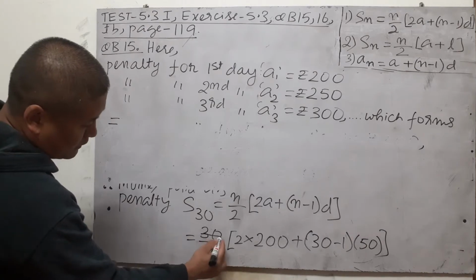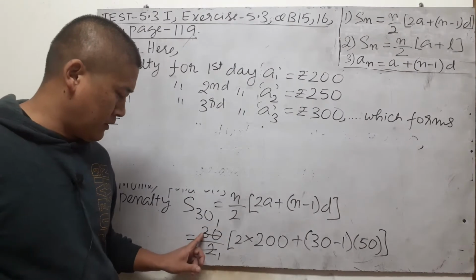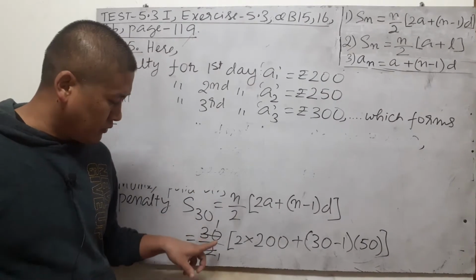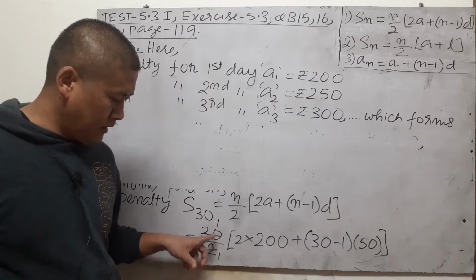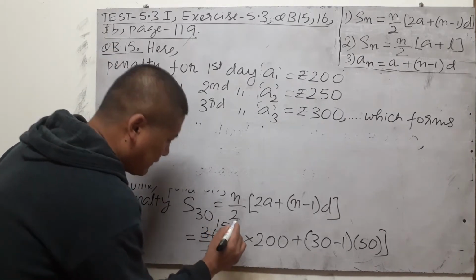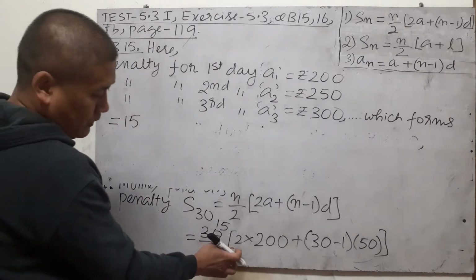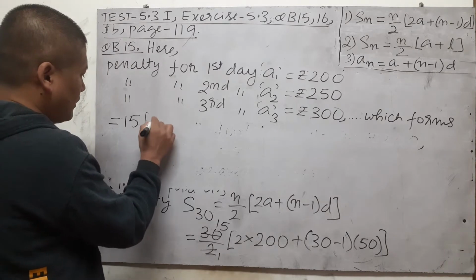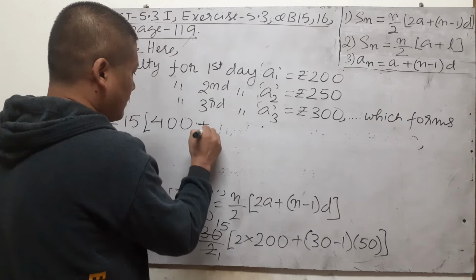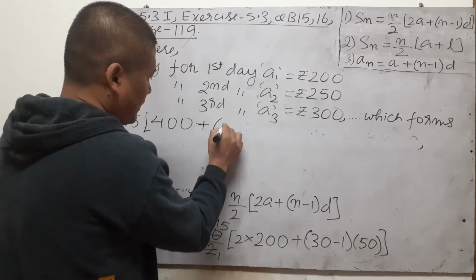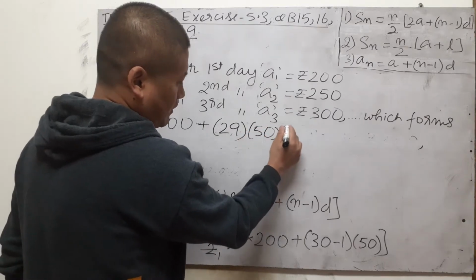Before that we can cancel: 2 1s are 2, and then 3 is there, 2 1s are 2, 1 remainder, so that 1 will go to the left side of this 0, making it 10. And how much is 10? 2 5s are 10. So we have here 15, 30 divided by 2 is 15. 2 2s into 400 because there are 2 zeros here, plus here 30 minus 1 is 29 into 50. So we can close it.